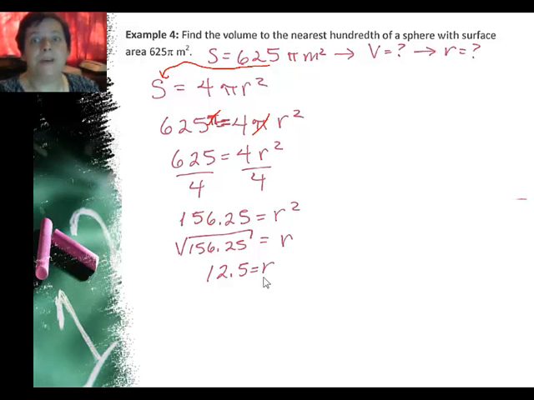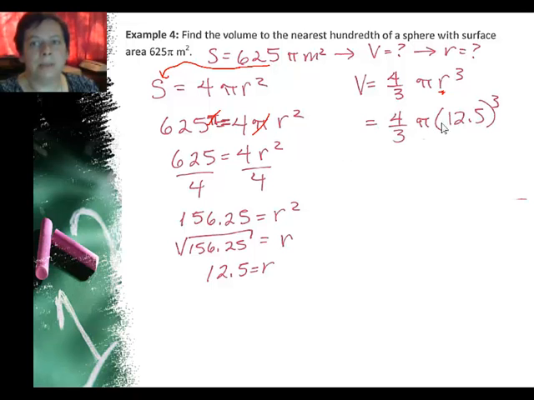Now to find the volume. So it's like I'm halfway there. I found the radius. I'm still trying to find the volume. So write down the volume formula from your math chart, which is 4 over 3 pi r cubed. So this 12.5 is going to come and substitute in right there. 4/3 times pi times 12.5 cubed.